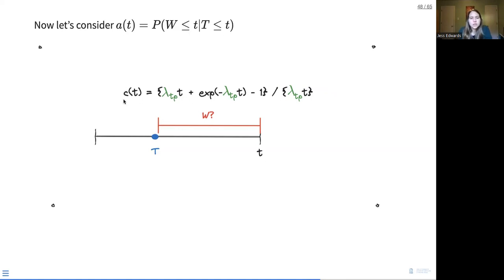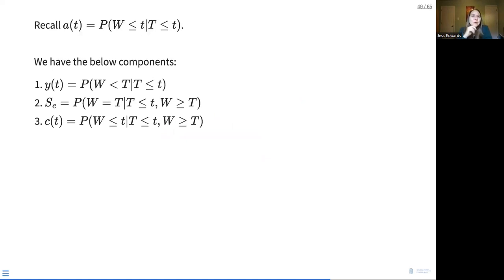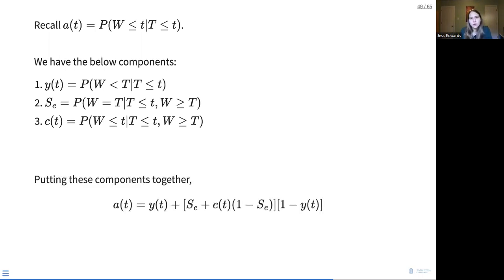And so we have these three quantities. We have these components, Y, which is the probability of having the false positive prior to t, the sensitivity, which is the probability of observing you at your true event time, and the probability of a delayed event detection between your true event time and the time point of interest. And putting those together, we can develop this expression for A, which, that was a lot of words, and there are a lot of less than and greater than symbols on this slide.